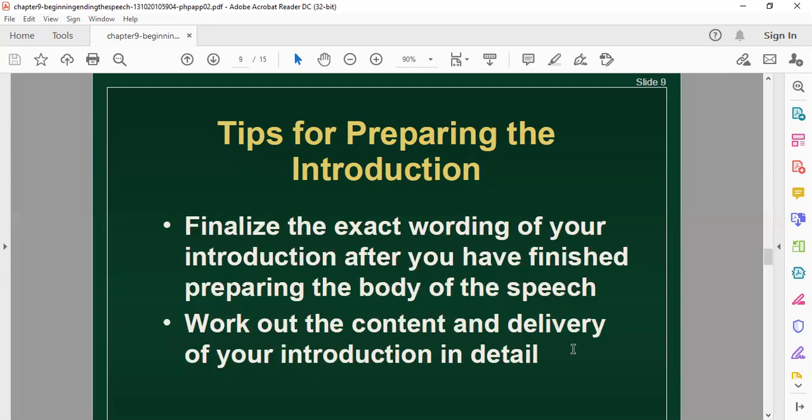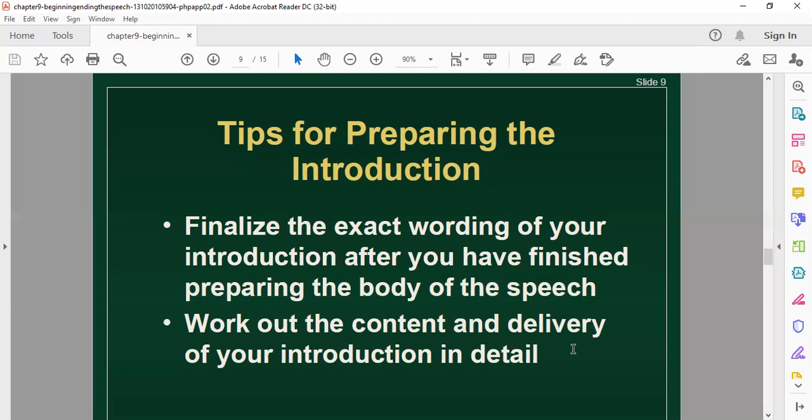All right, let's see what we had next. We have more tips here. Finalize the exact wording of your introduction after you have finished preparing the body of the speech. So finalize those words. What words are you actually going to use? And the other point: work out the content and delivery of your introduction in detail.